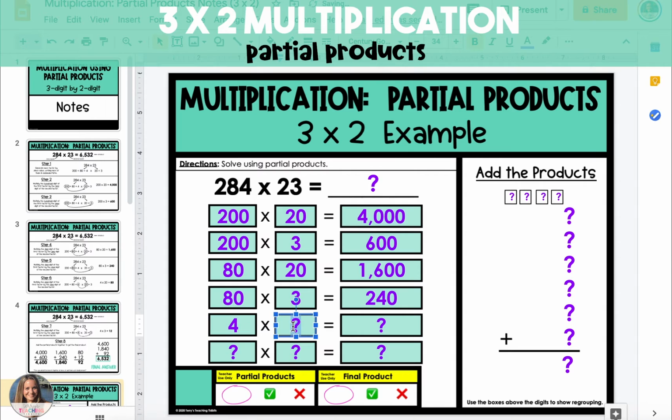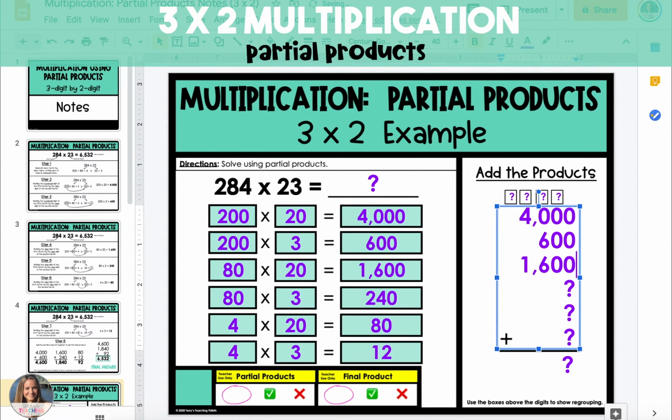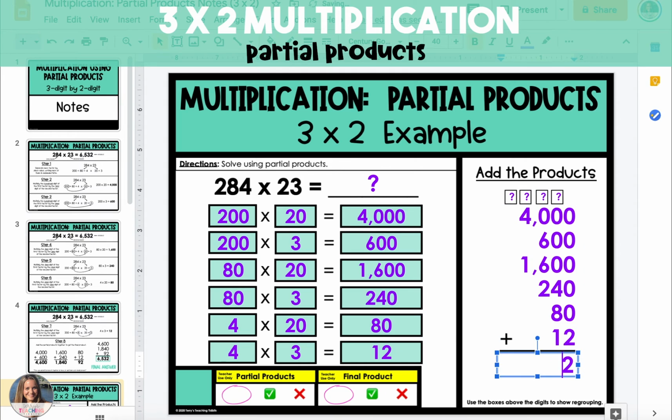Then we multiply the 4 from 284 first by 20, which is 80, and then we'll multiply it by 3, which is 12. And our final step is to add up all the partial products to find the final product, which is 6,532.